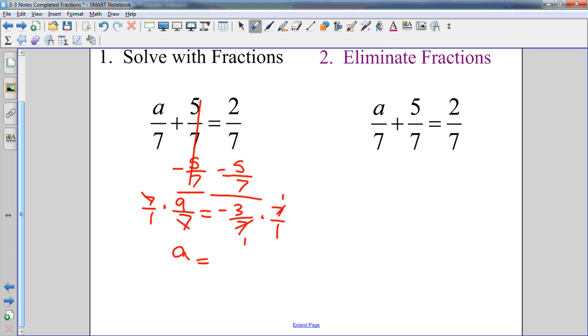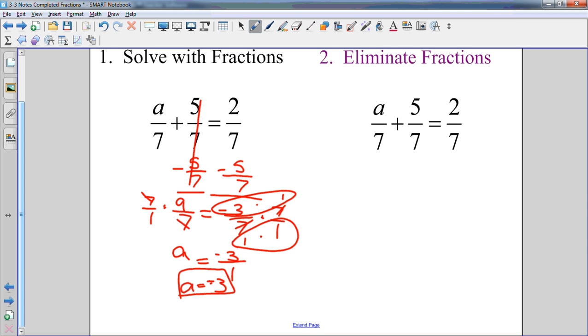Step 1 is cross-reduce. Start writing there. Step 1, cross-reduce. Then multiply, marry the tops, marry the bottoms. So cross-reduce, marry the tops, marry the bottoms. Excuse me. -3 times 1, and 1 times 1. So A just equals -3. So that's method 1, just to deal with the fractions. You're just dealing with it. You're doing operations with fractions.